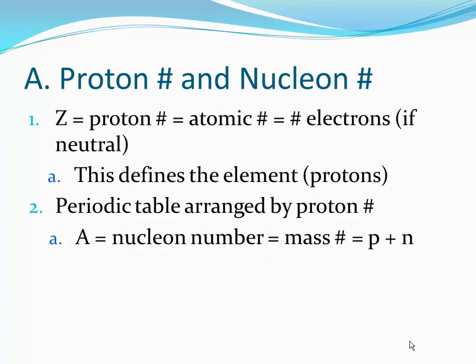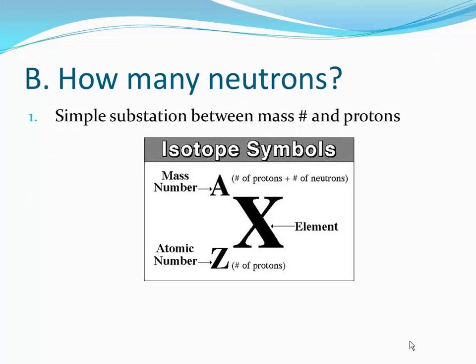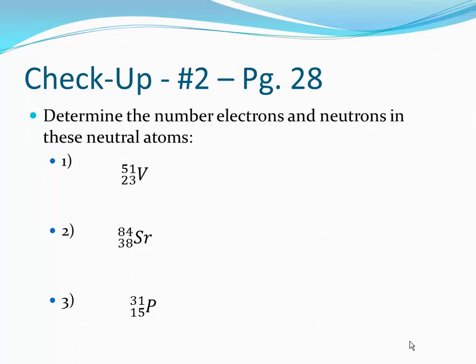The periodic table is arranged by number of protons, and the mass number, which is the nucleon number, is the protons and the neutrons together, because that makes up most of the mass of an atom. Here's a way to write the symbols. We went over this. Sorry, the mass number is the protons and neutrons, on top. The atomic number, the number of protons, is on the bottom left, and then the element symbol as X.